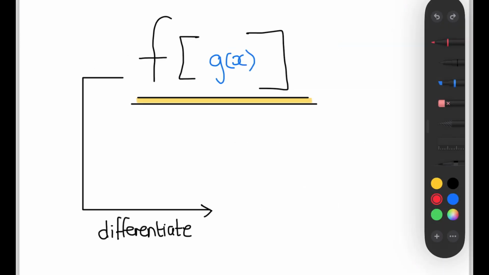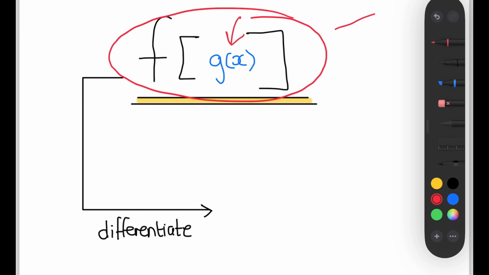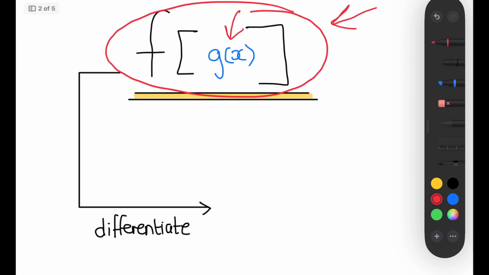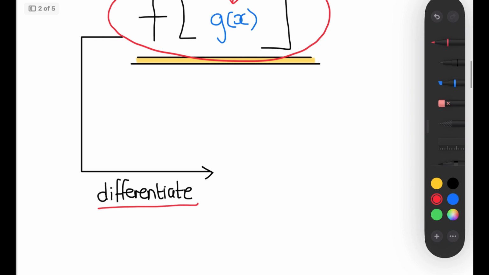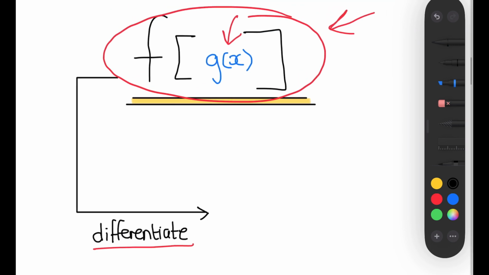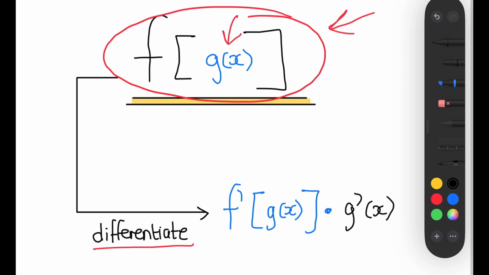The chain rule is a technique used when you're differentiating a composite function. That is, when you have a function inside another function like this over here. The formula is simple. When you differentiate your composite function, you get f prime of g of x multiplied by g prime of x.